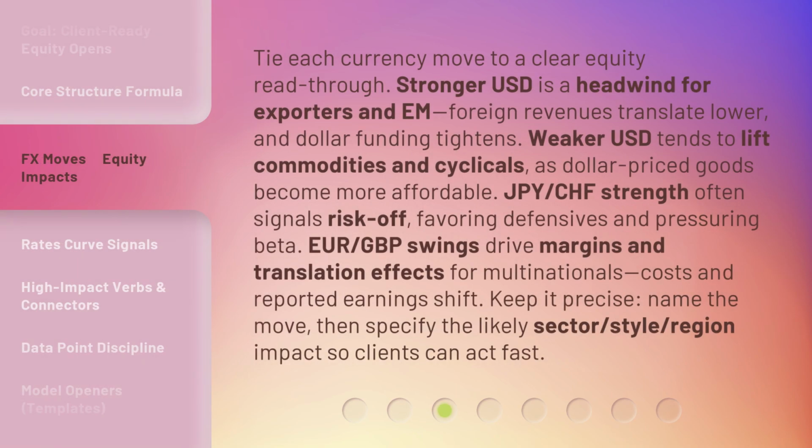Tie each currency move to a clear equity read-through. Stronger USD is a headwind for exporters and EM. Foreign revenues translate lower, and dollar funding tightens. Weaker USD tends to lift commodities and cyclicals, as dollar-priced goods become more affordable. JPY-CHF strength often signals risk-off, favoring defensives and pressuring beta. EUR-GBP swings drive margins and translation effects for multinationals, as costs and reported earnings shift. Keep it precise. Name the move, then specify the likely sector, style, or region impact so clients can act fast.